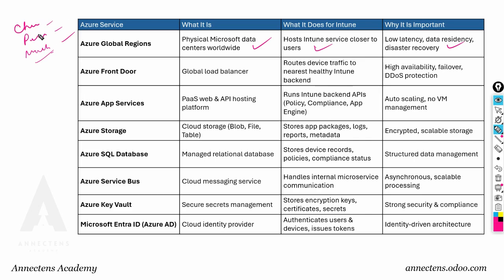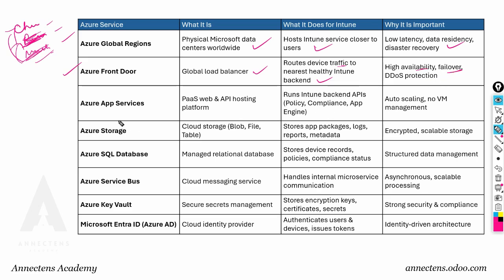So in case something happens to my Pune data center, or Mumbai gets flooded, we still have a backup in Chennai, and we still have Pune if Pune is stable, so we can get the data copied from there. Then we have Azure Front Door. Front Door is more about load balancing. If you are getting heavy traffic, it will route that traffic to the nearest healthy Intune backend, so that we have seamless connectivity, high availability, and very few failures.